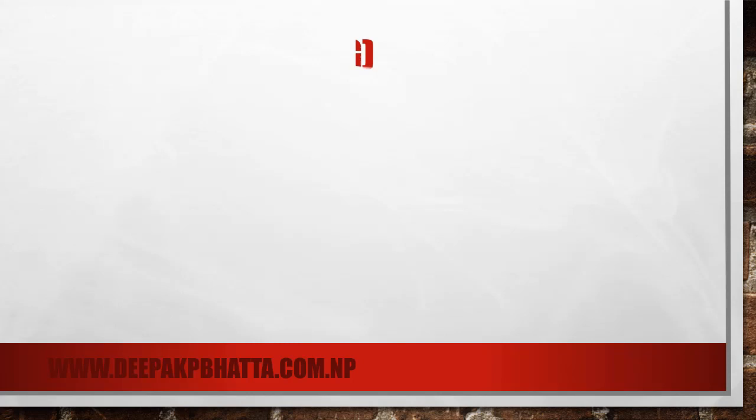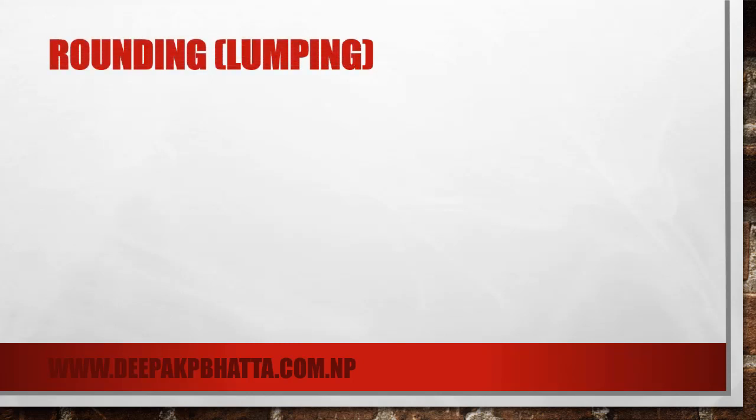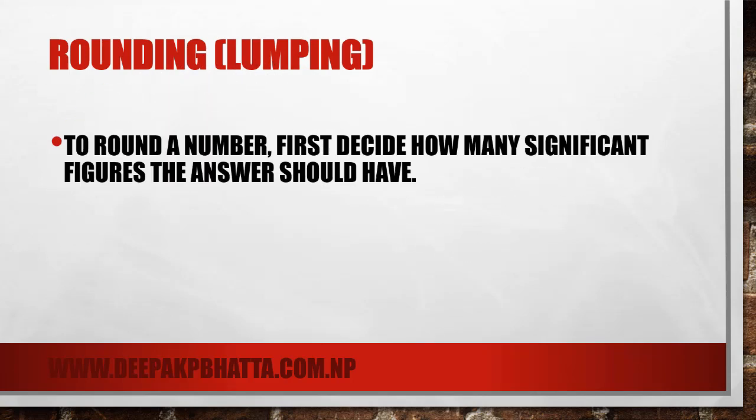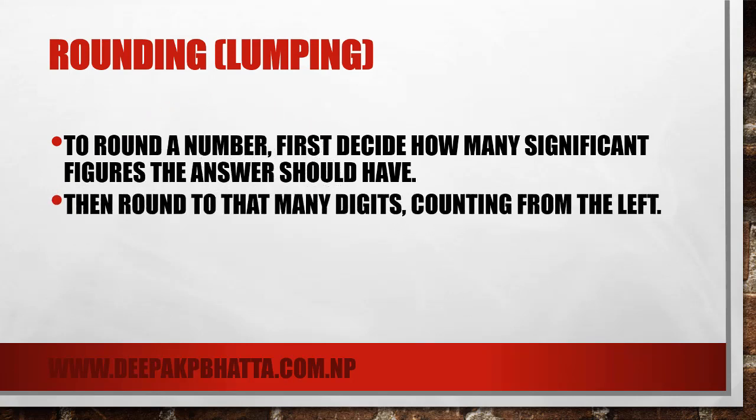Okay, now for rounding, how to round the numbers, also called lumping. This has 4 rules. Number 1, to round a number, first decide how many significant figures the answer should have. First of all, we have to keep in mind this term: how many significant figures the answer should have. And number 2, then round to that many digits counting from the left. We have to count from the left, not from the right.